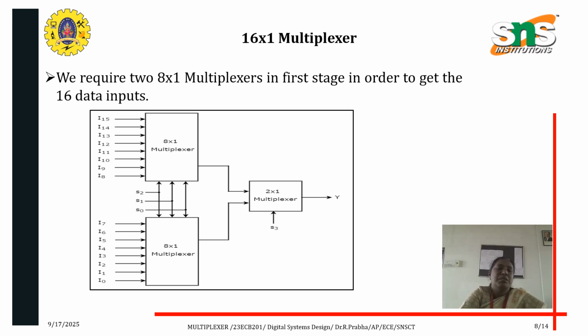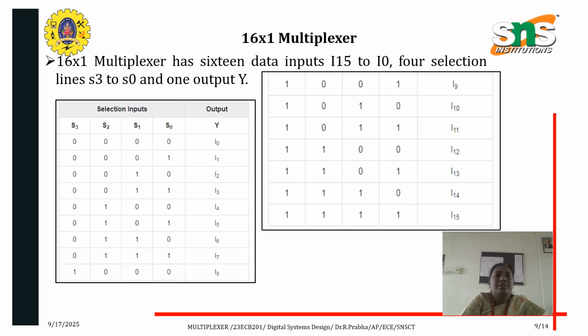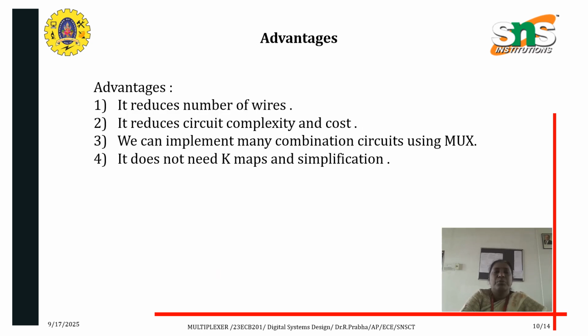So here the inputs are I0 to I15. Since the number of inputs is 16, 2 power 4 is 16, so we require 4 selection lines. They are represented as S0, S1, S2 and S3. So this is the truth table for 4 selection lines. The inputs I0 to I15 are selected at the output.